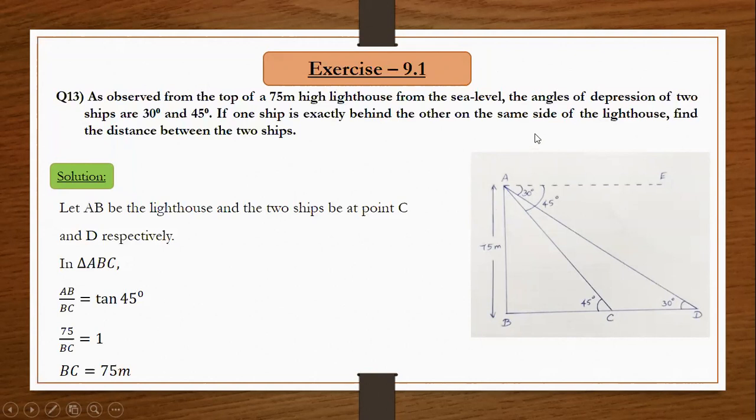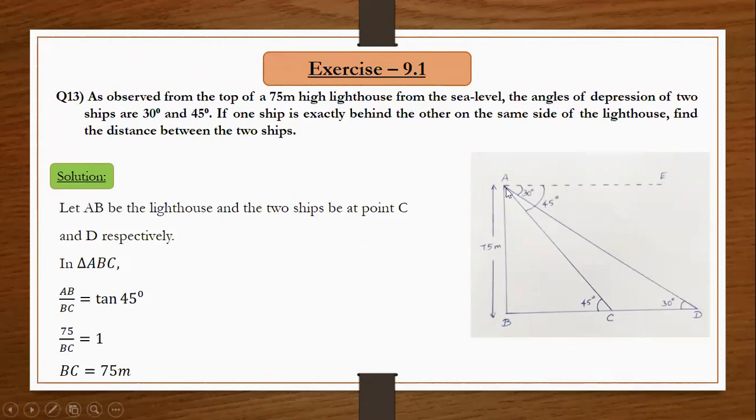From the sea level, the angles of depression of two ships are 30 degrees and 45 degrees. So first ship, angle of depression. We consider an imaginary horizontal line AE. The angle of depression is 30 degrees and 45 degrees for the ships. And it's given that one ship is exactly behind the other on the same side of the lighthouse. So they are not on the opposite sides. They are on the same side, behind one another. Find the distance between the two ships. So if C and D are the ships, then CD is what we have to find.